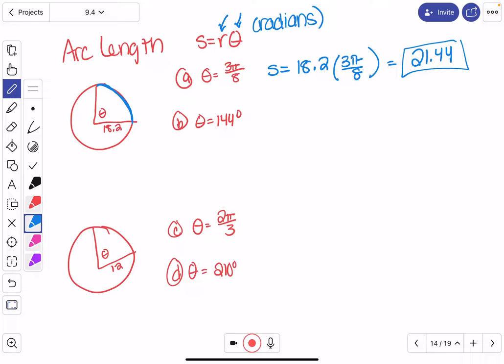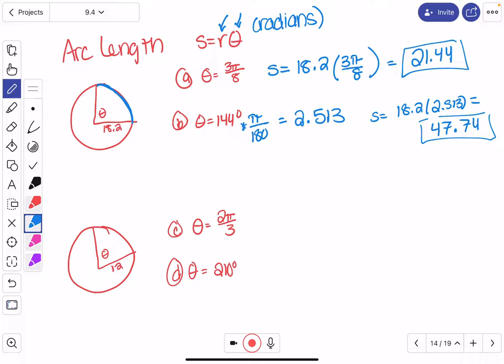If it's already in degrees, we have to turn it into radians first. So first, we're going to multiply by pi over 180, and that's going to give us 2.513. Then we can find our arc length by doing 18.2 times 2.513, and that gives us 47.74. You guys try the other 2 and come back to the video when you're ready.